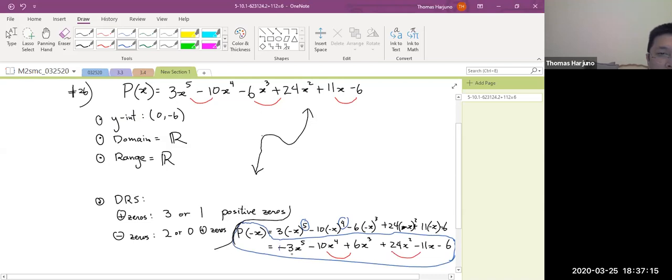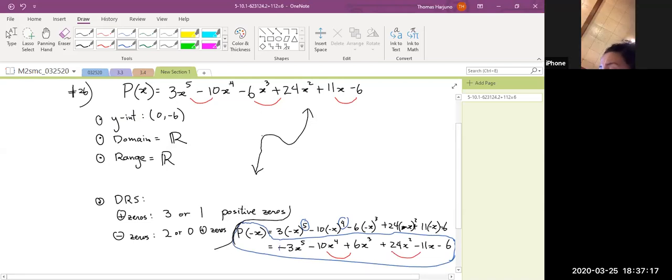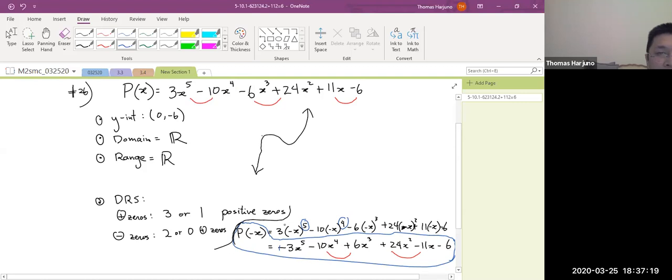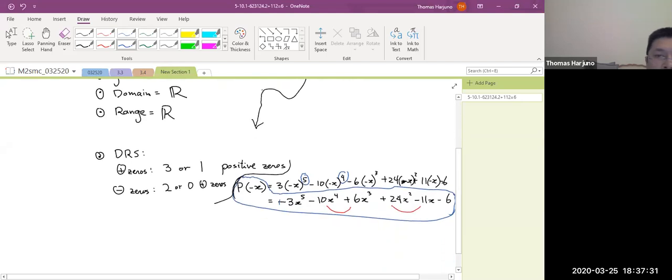You see that? Degree of 4, you don't change the sign, it stays negative 10. Degree of 3, because it's an odd exponent, when you replace x by negative x, it will change the sign, and so on and so forth. But if you don't know what to do, you just do it the long way. So we know that it will have either 3 positive zeros or 1 positive zero, and for the negative zeros, either 2 of them or none of them.